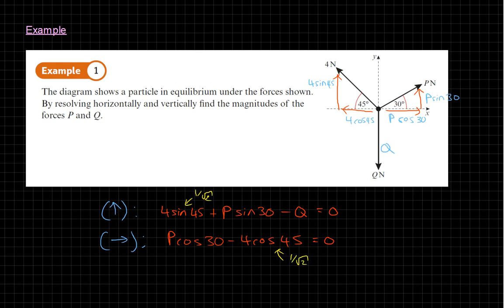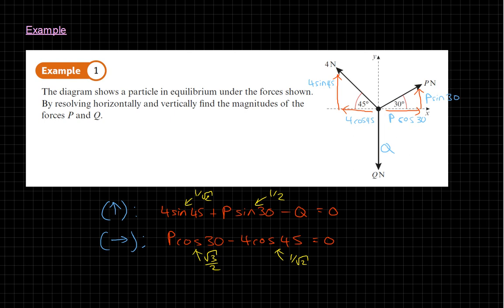Sometimes people call this root 2 over 2. It's actually the same value. Sine 30 and cos 30. So sine 30 is a half, and cos 30 is root 3 over 2. Okay, these are sort of standard results. And then you've just got a simultaneous equation, which you can solve.